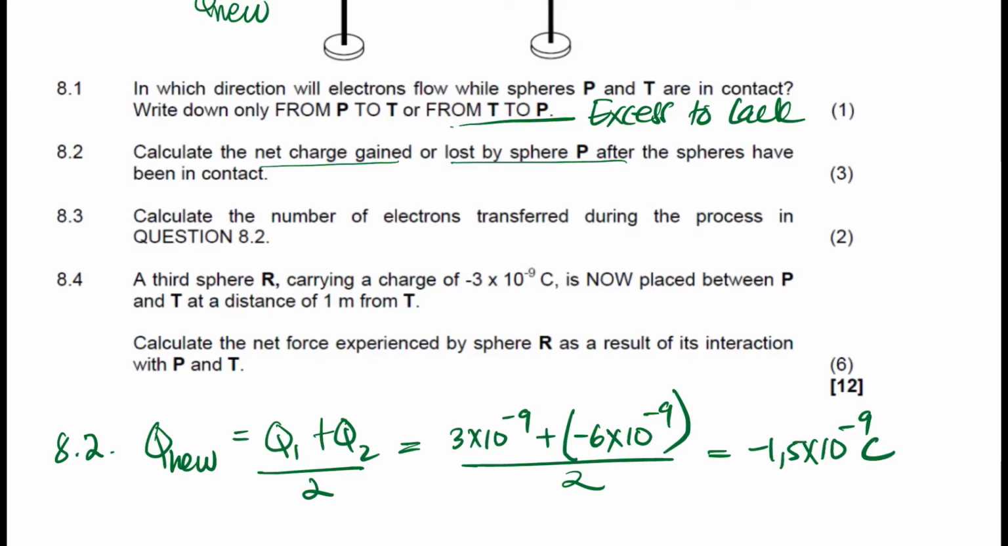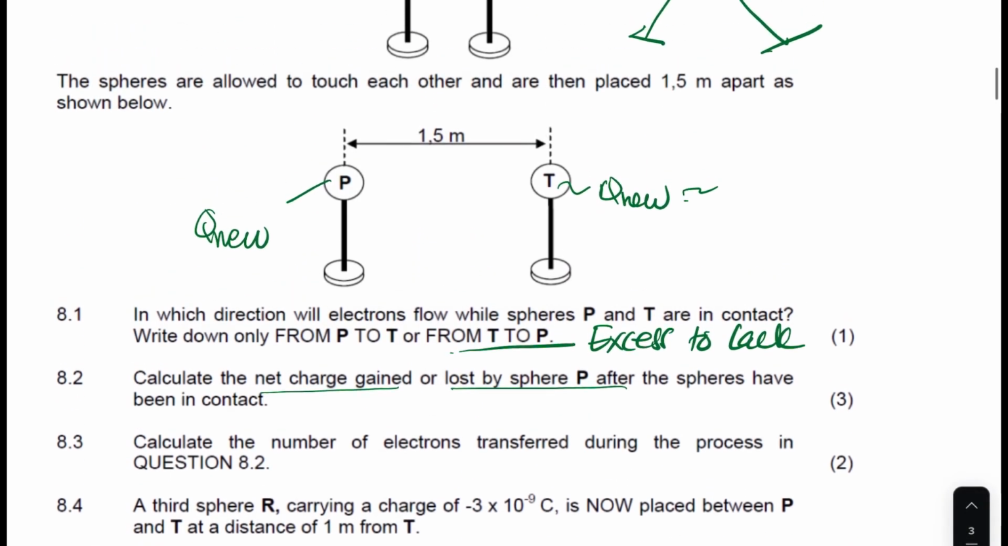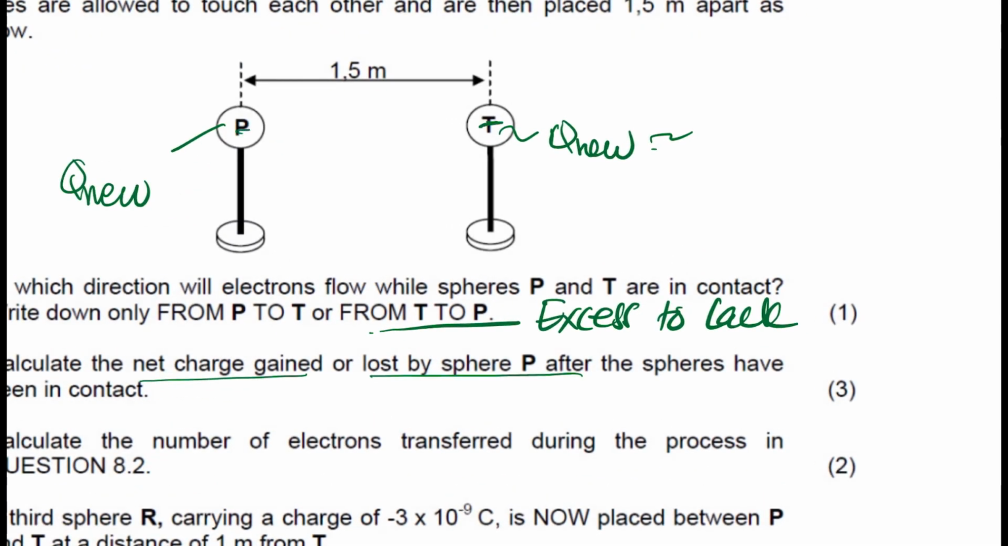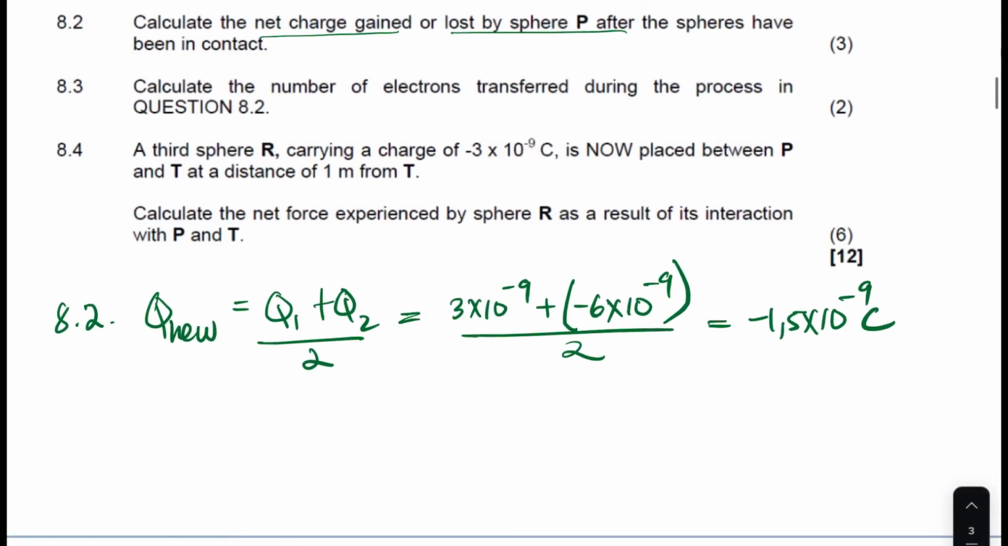negative 9 coulombs. It means the new charges now will be negative. Now they are both negative. It's very important, they're both negative there. Alright, okay, that's the new charge.